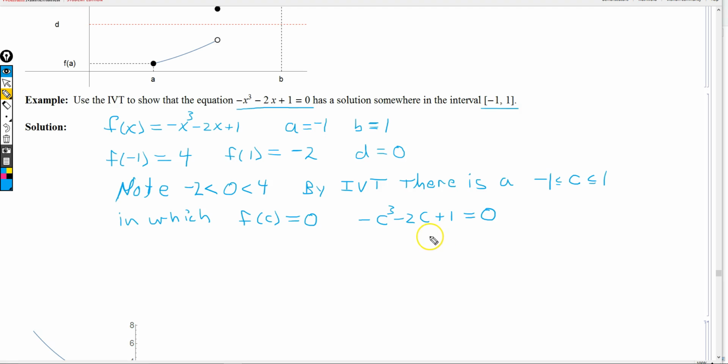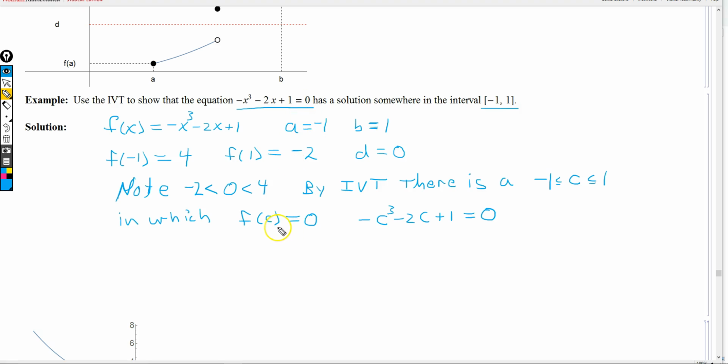Now notice we didn't actually find what c is equal to. We only proved it existed. The intermediate value theorem does not tell us how to solve for the c. It only proves the existence of the c. That's all we know, is that there is a c somewhere between negative 1 and 1 that satisfies this equation.